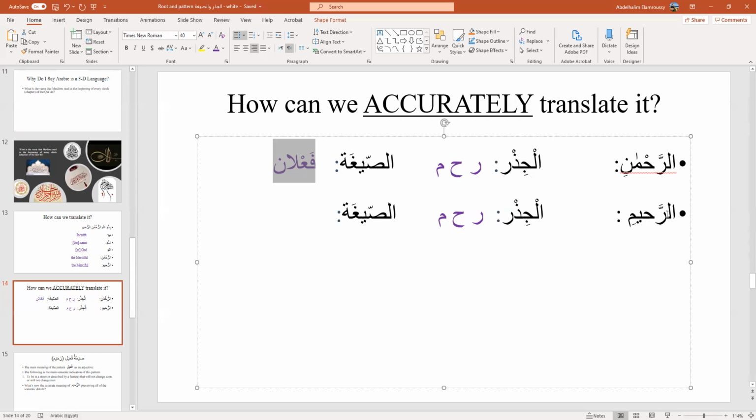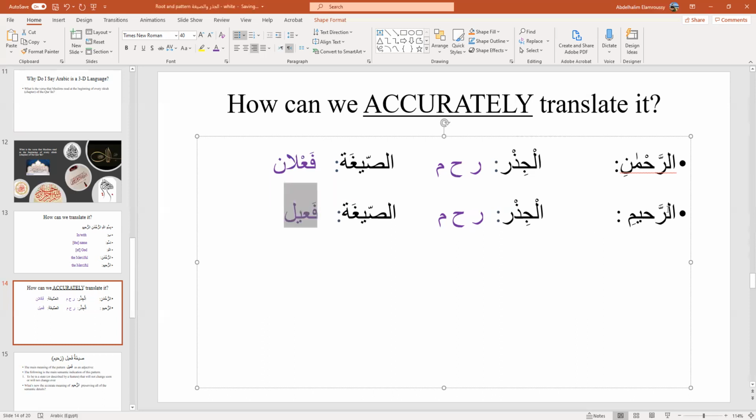Rahim, you can do this on your own. So Rahim, you will replace the ra, which is the first letter of the root, with fa. The ha, which is the second letter of the root, you will replace with ayn. The mim, which is the third letter of the root, we will replace with lam, and you will add everything else as it is. So Rahim will be fa'il.